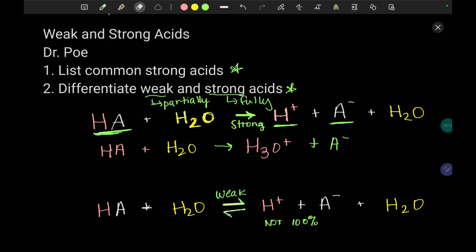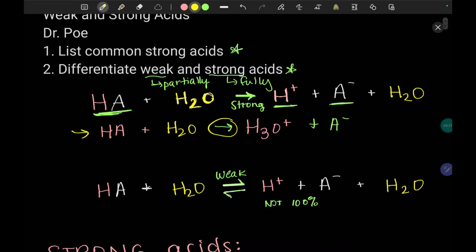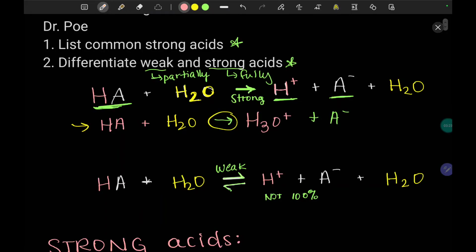So you'll probably see acid equations like this if it's strong, with the strong arrow. And weak, it's the exact same thing. It would still be HA plus H2O, with weak arrows, waffling, making H3O+ and A-. I just wanted to break it down for you so you could see where that is.